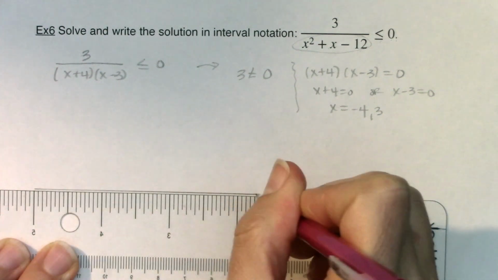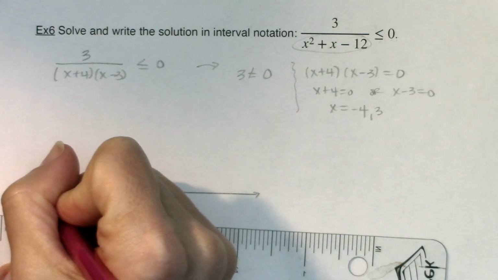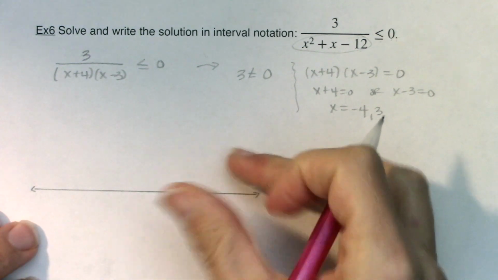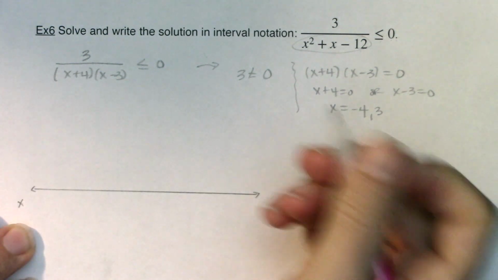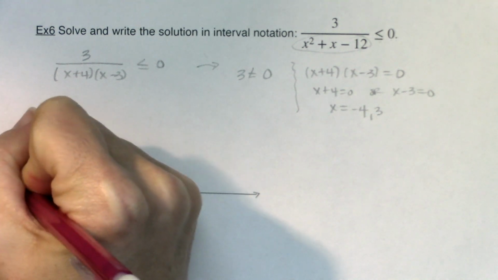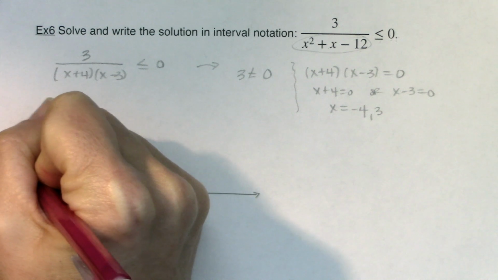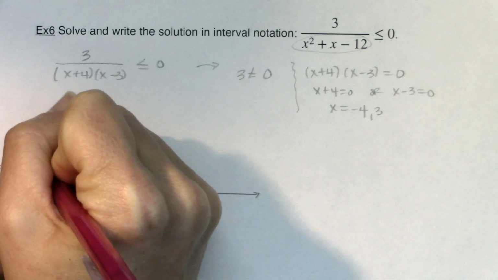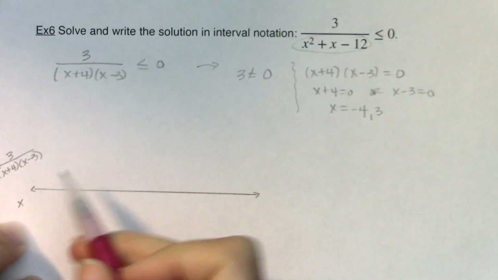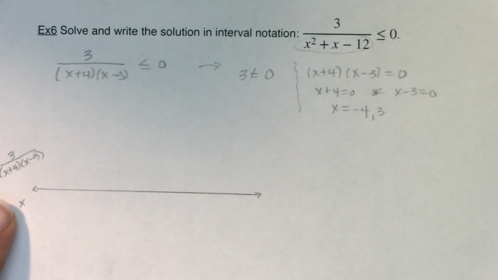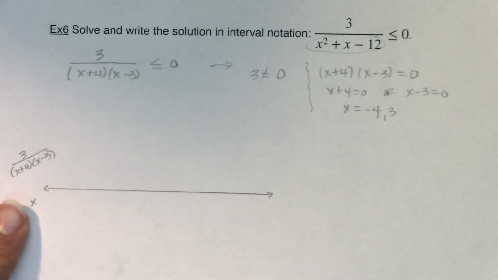So let's go ahead and make our sign, our x-axis, or really our smushed xy axis. So I'm going to put x down here, and then I'm going to figure out the signs for this rational expression of 3 over x plus 4, x minus 3. Ooh, and let me scooch that just a wee bit over. I'm seeing that's kind of going off your view. All right, so I've got that happening.